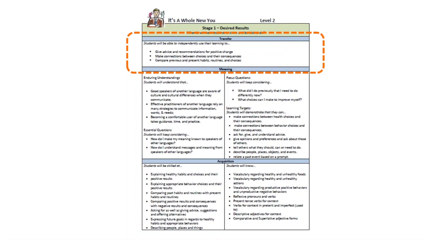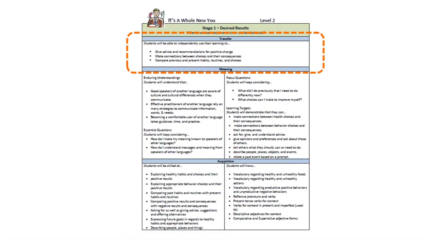And so here are their transfer goals: to give advice and recommendations for a positive change, to make connections between choices and their consequences, and to compare previous and present habits, routines, and choices. These are my transfer goals. Those are big goals. This is the big end in mind. And why these are transfer goals is because once I learn how to do these things, I can apply them to other contexts, not just the context of my unit. We're going to assess these within the unit, okay, but they're also things that you can transfer to other units.